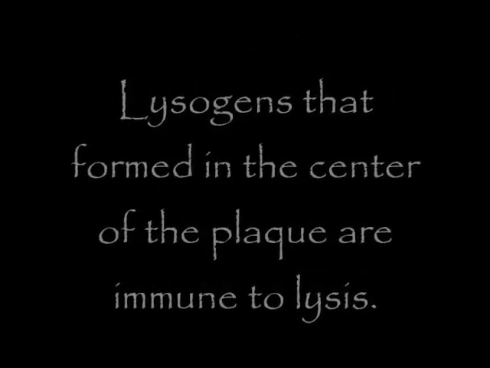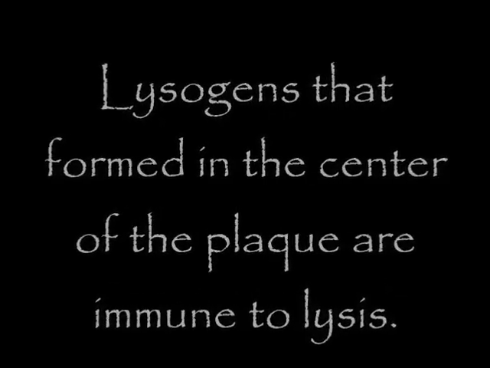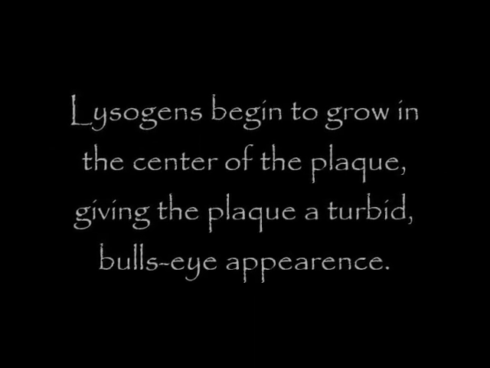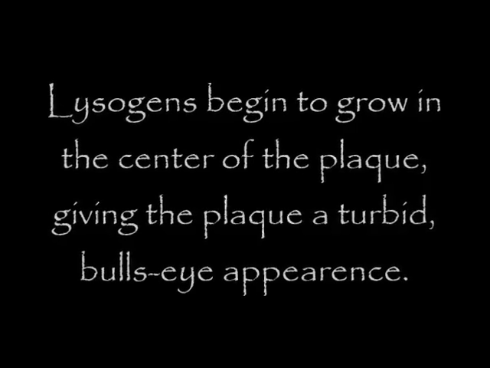However, any lysogens that form in the center of the plaque are immune to lysis and can continue to grow, since they do not have to compete with nearby cells for nutrients. Thus, lysogens begin to grow in the center of the plaque, giving the plaque a turbid, bull's-eye appearance.